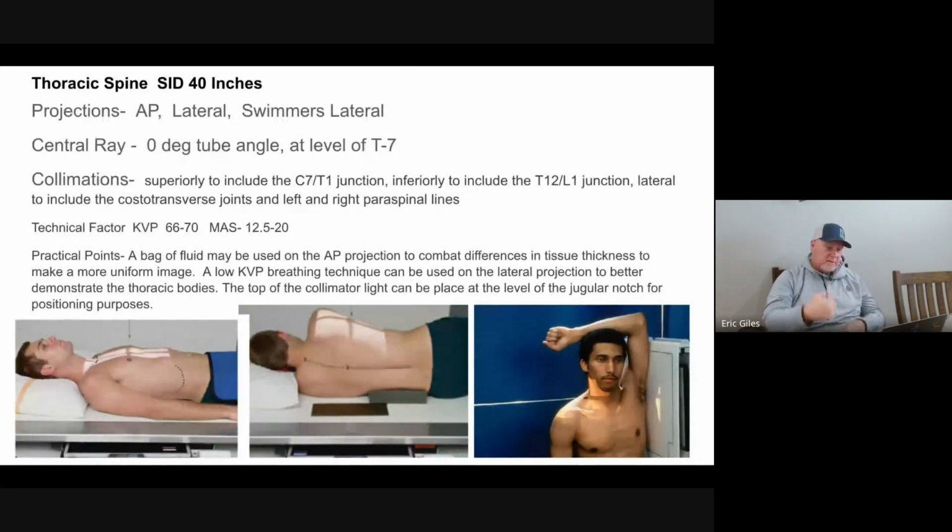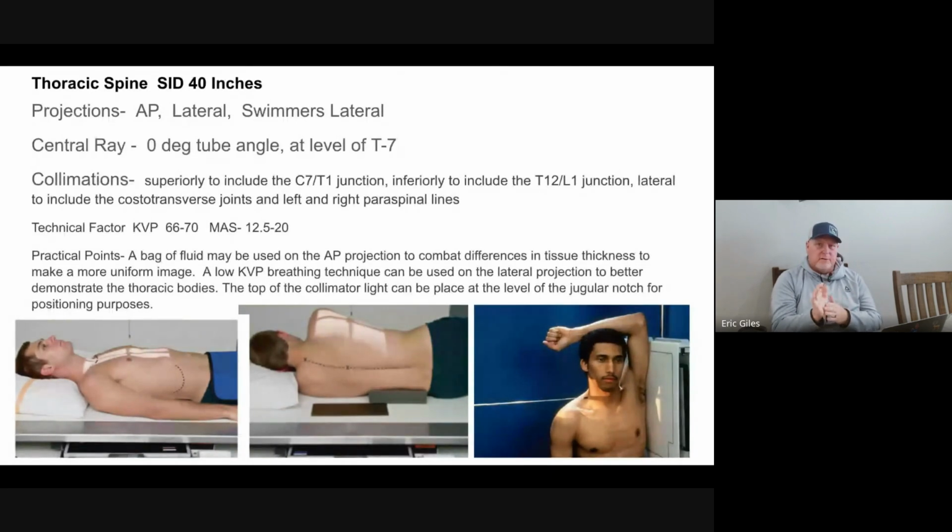And when we do the T-spine, I will show you how to do that in the video. So a low kVp breathing technique can be used for the lateral. You can actually have the patient breathe normally through the lateral picture. What that does is, if our exposure time is long enough, it's going to blur out the lungs a little bit. They're actually really pretty pictures.